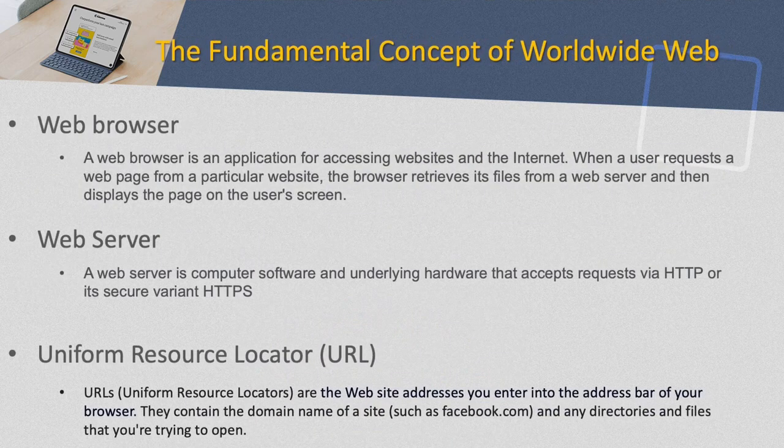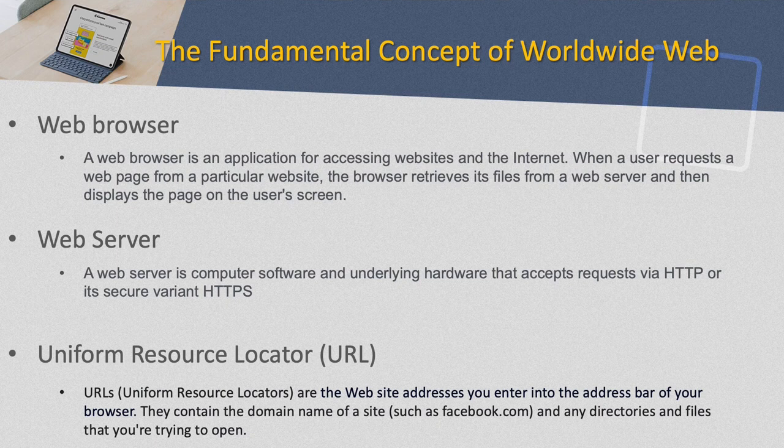Number 1. Web browser. A web browser is an application for accessing websites and the Internet. When a user requests a web page from a particular website, the browser retrieves its files from a web server and then displays the page on the user's screen. Number 2. Web server. A web server is computer software and underlying hardware that accepts requests via HTTP or its secure variant, HTTPS.